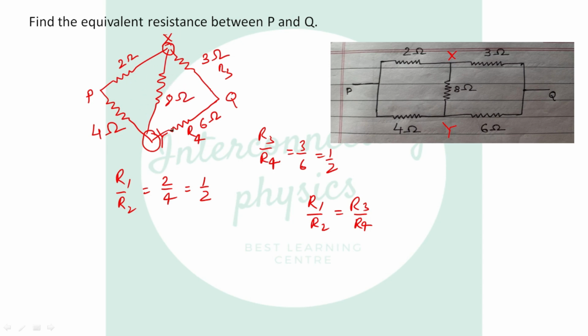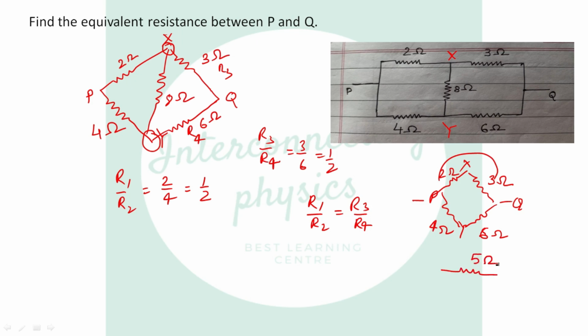Okay. If this is a balanced Wheatstone bridge, then we can say this is the false connection and no current will be flowing through the 8 ohm. So we can remove this 8 ohm resistor from here, and the equivalent diagram will be like X, Y, P and Q. So diagram will be like, if this is 2 ohm, this is 3 ohm, this is 6 ohm and this is 4 ohm, then these two are in series. So answer is 5 ohm.